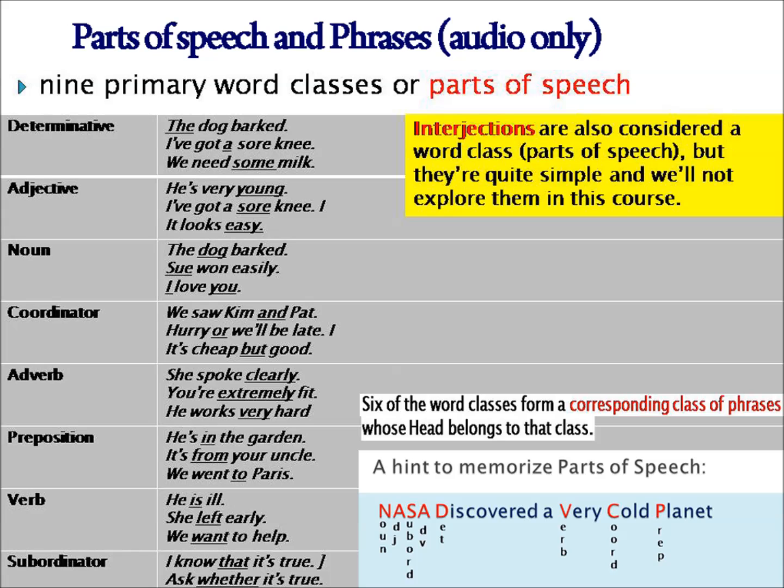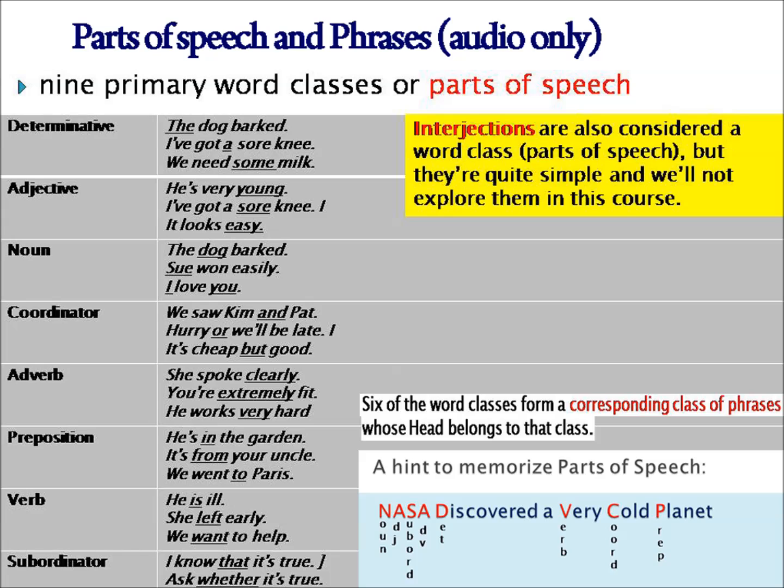We saw Kim and Pat. Well, is this sentence canonical? It could be. We saw them. But I can derive this canonical sentence into two other canonical sentences. What are they? We saw Kim. We saw Pat. When I put and, then I have coordination.